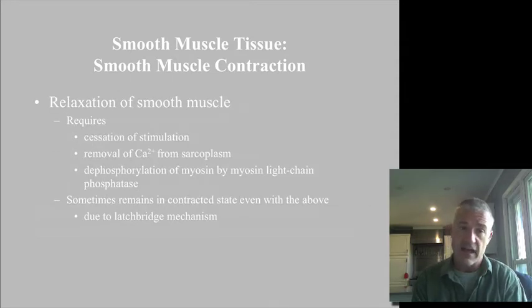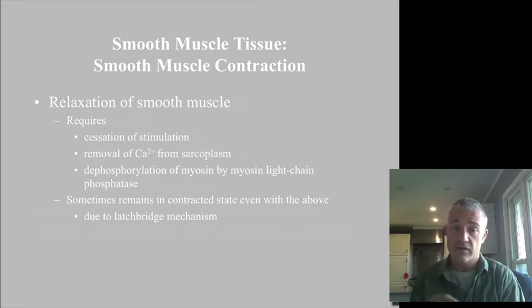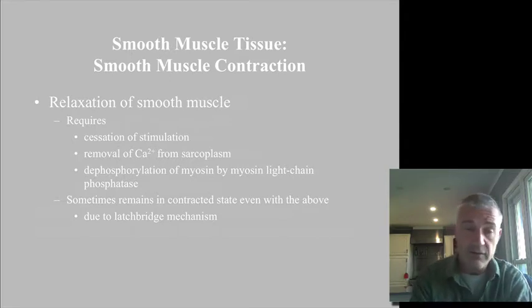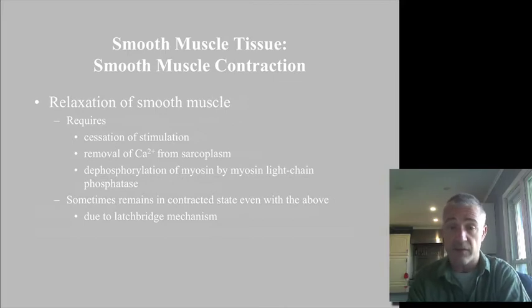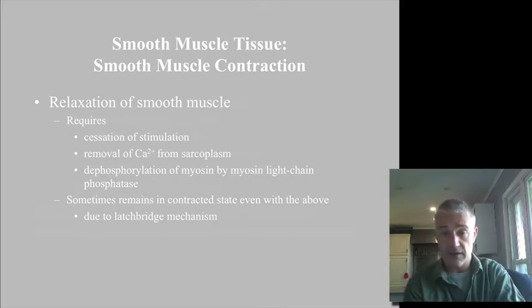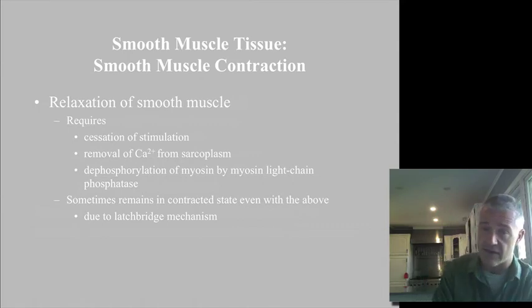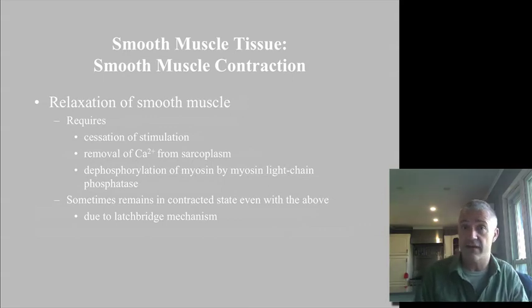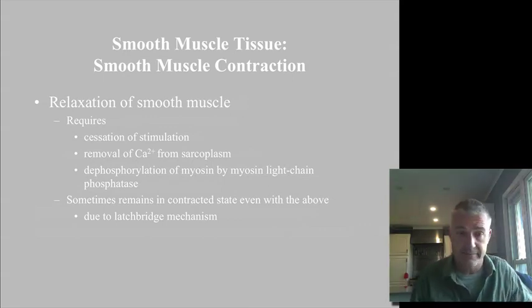In order for relaxation to happen, we need to stop the stimulation. We are going to have to remove that calcium in the sarcoplasm, which is going to allow this to go back into relaxation. The other thing we need for relaxation is the myosin light chain phosphatase to dephosphorylate these myosin heads and allow these to go back into relaxation. And if we do not activate that phosphatase, what we can do is that latch brake mechanism, where it can remain in that contracted state. And I always kind of joke around, if you think about your anal sphincter, you want that to stay partially contracted all the time. You don't want it to just go full relaxation on you.